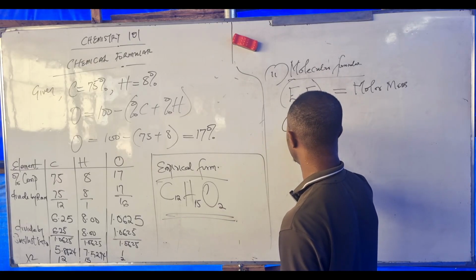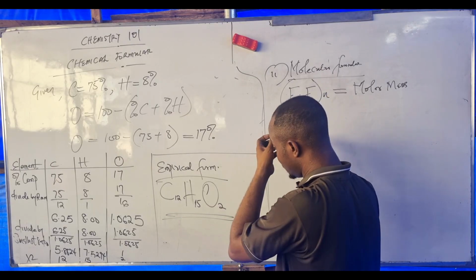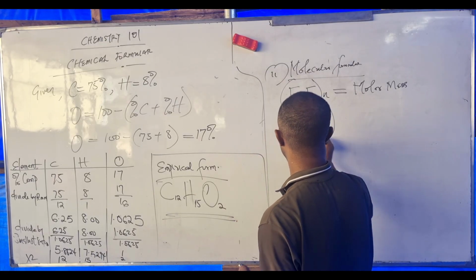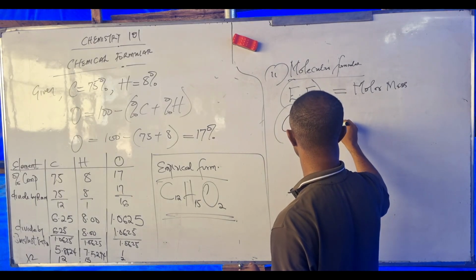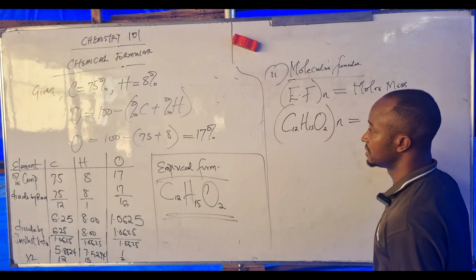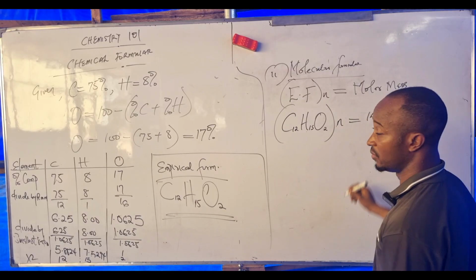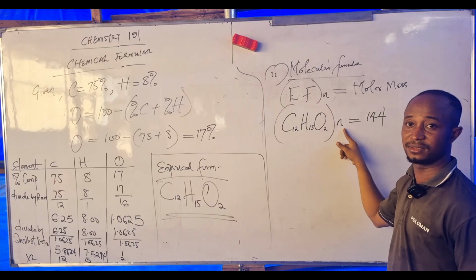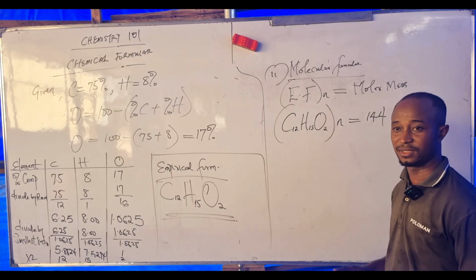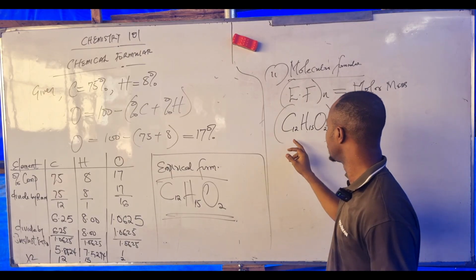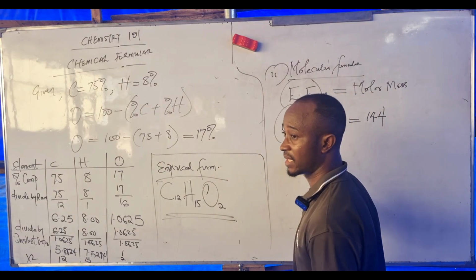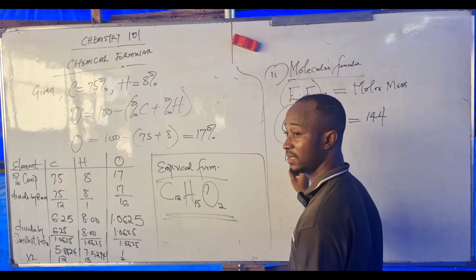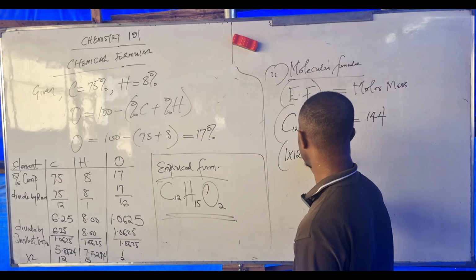We have carbon 12, H15 and O2, times N, all equals to 144 gram per mole. So the first thing we need to do is to find the value of N. I think this question has a fault, but let's check. Let's find the relative molecular mass of this compound. Carbon is 1 times 12. Are you guys following? Plus, what about hydrogen?